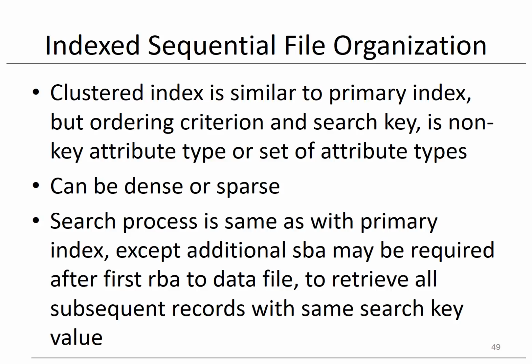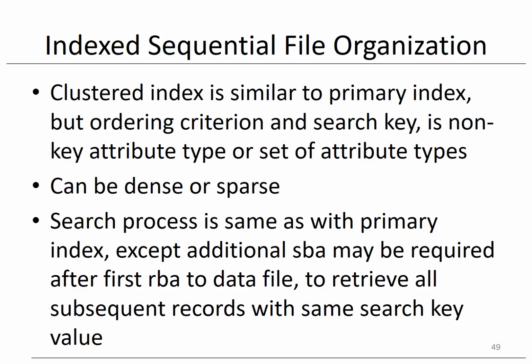A clustered index is similar to a primary index, with the difference that the ordering criterion, and therefore the search key, is a non-key attribute type or set of attribute types instead of a primary or candidate key. Consequently, the search key values do not uniquely identify a single record. Each index entry consists of a search key value as well as the address of the first block that contains records with this key value.